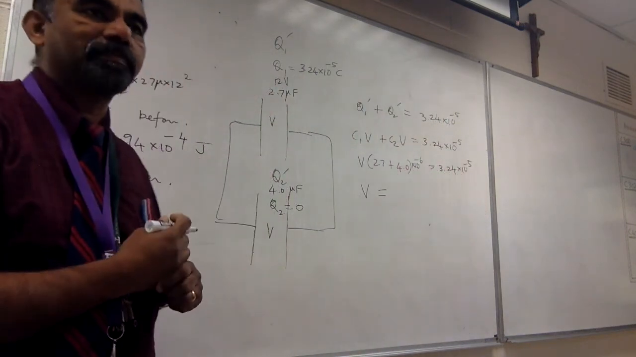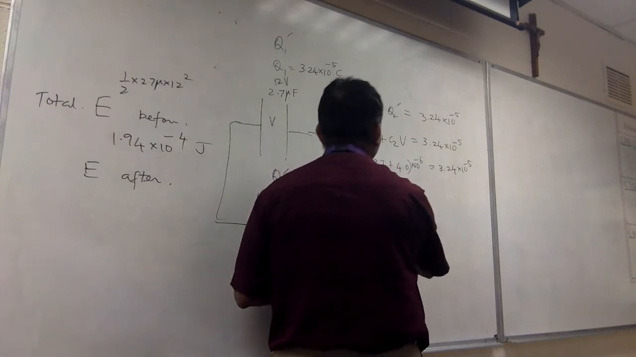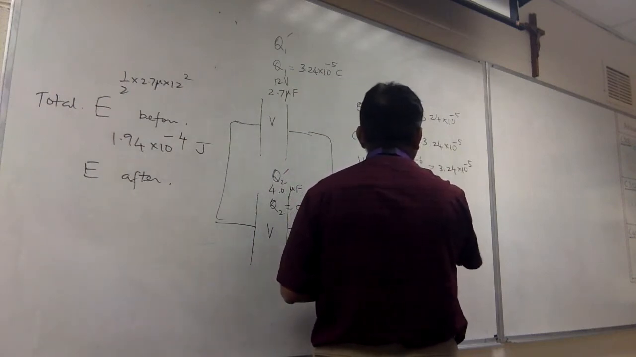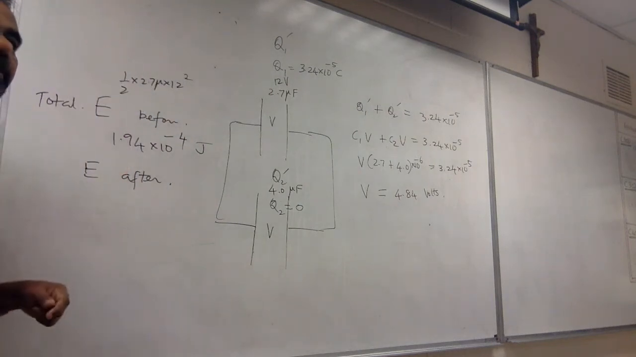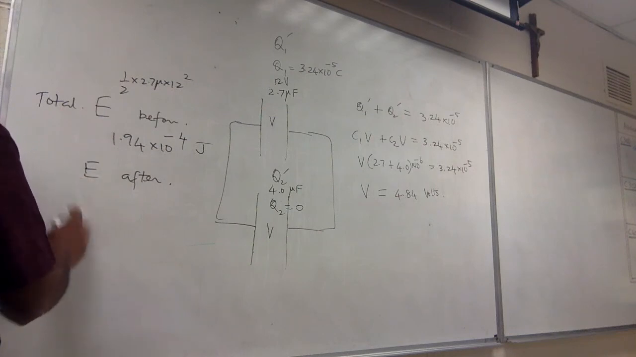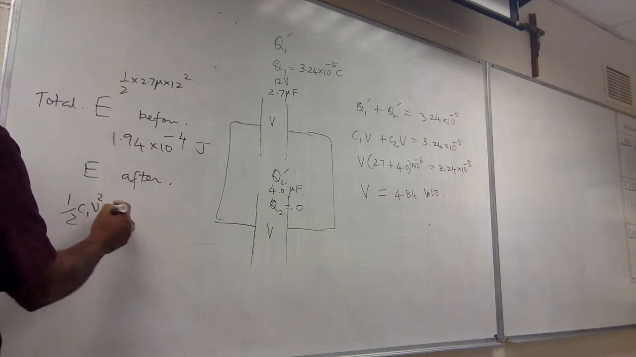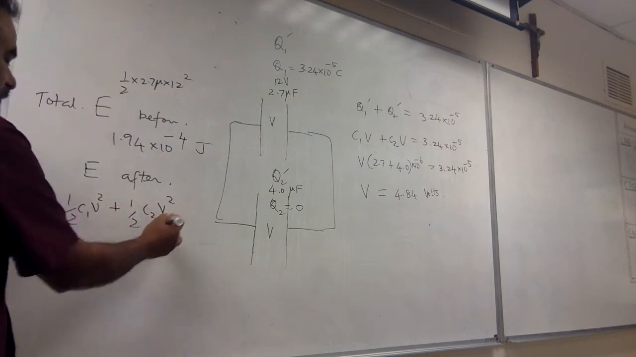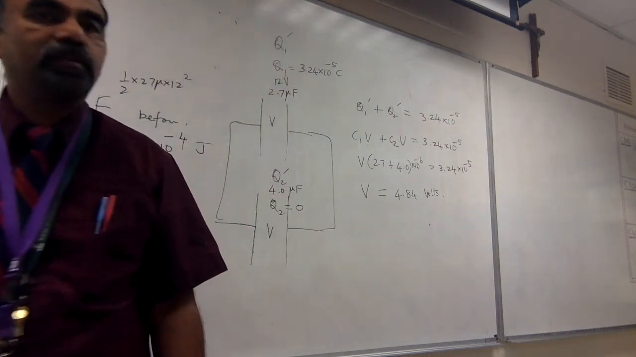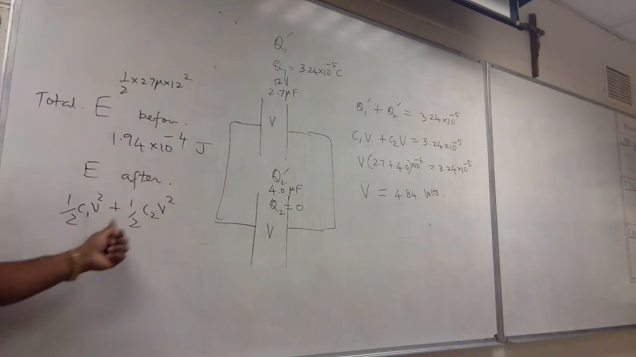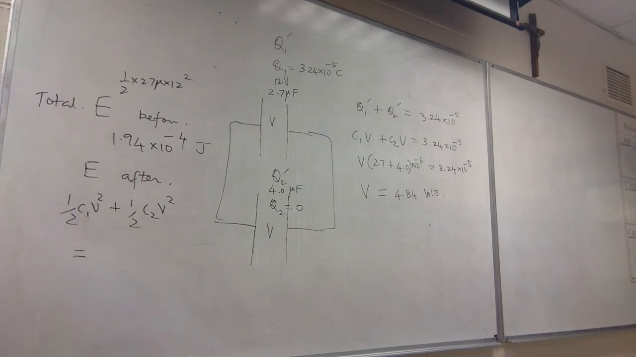Is it 4.84? Could be 4.84 volts. Now that you have found V, can you find out the new energy after you connected it? So the new energy is going to be half C1V squared plus half C2V squared. Both of them are going to have the same voltage, 4.84. So do this up and tell me how much you get. This will tell you the total energy after you connected it.